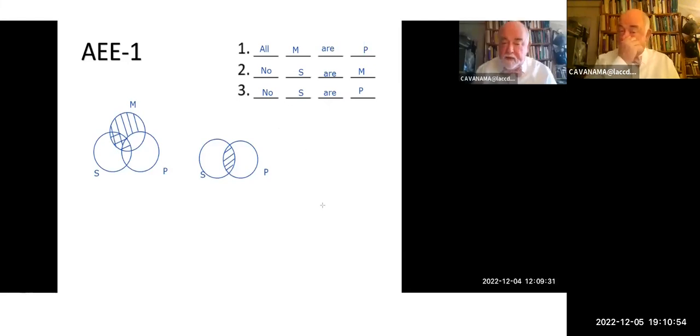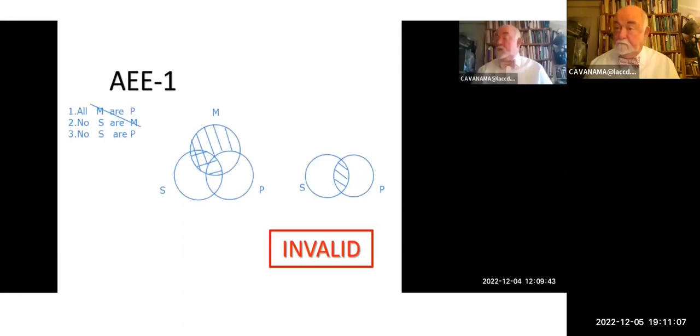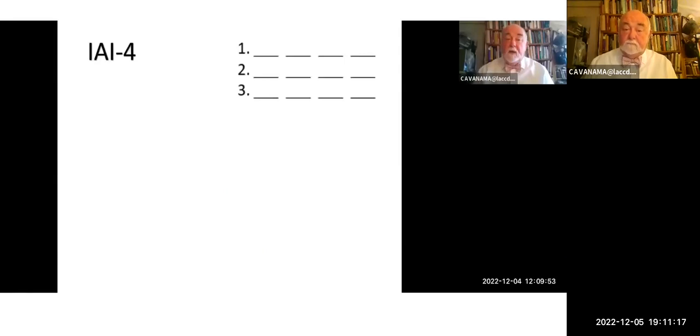So what do we conclude? Let's see here. We conclude that this is invalid. And indeed, that's what we find here. So we see the figure 1, how those M's line up in that offset. Okay, and let's see. We're going to do another one, IAI-4.